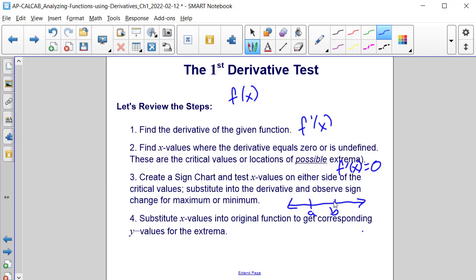And then based on the analysis that is done with this sign chart, you can determine your local extrema, your minima and maximum values. So once we find those x values for the extrema, we can substitute those x values back into f of x. So we're finding f of a and f of b, for example, in this general form that we have here, and those will be the y values of your extrema.